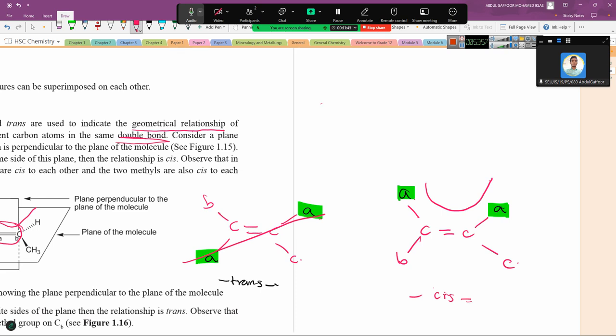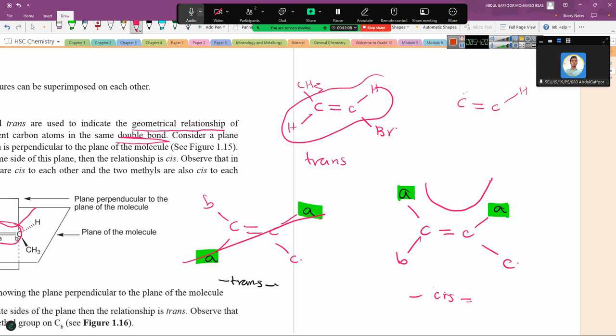For example, if we have C double bond C, here we have H, here we have H, here we have CH3, and here we have Br. When we name it, we will denote that this is a trans structure, right? And if you have the same molecule, but in this structure, C double bond C, here H, and CH3 is here, and Br is here. Now you can see the arrangement of the molecule is different in both structures. So that's why they are called stereoisomers.